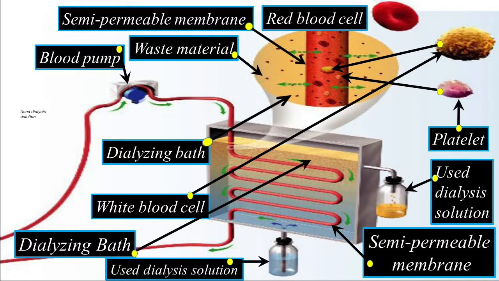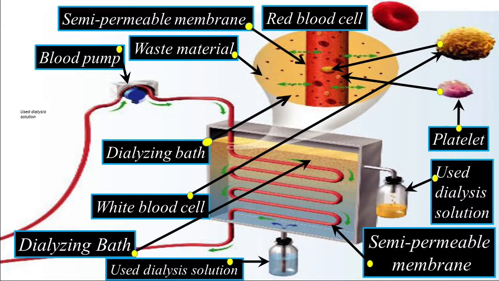Here are the parts of a dialysis machine, and I will speak as long as it's on. Semipermeable membrane, that's the red, and then you have the red blood cells. You have the waste material. You have the pump, blood pump, dialysis bath, white blood cells. There's the red blood cells, used dialysis solution, semipermeable membrane. You have used dialysis solution. There's a platelet, etc.